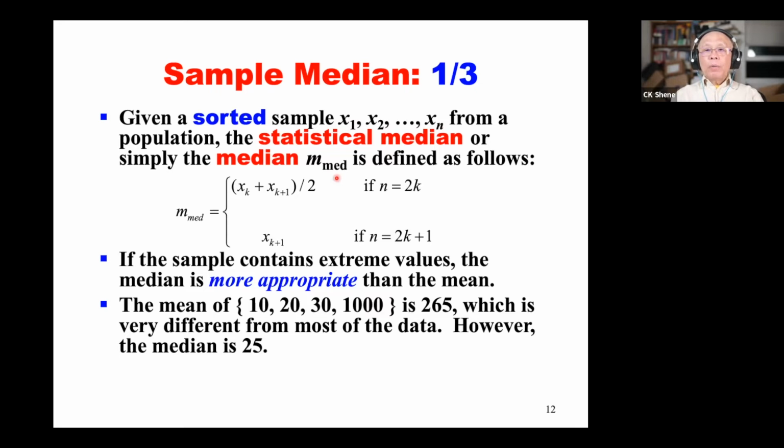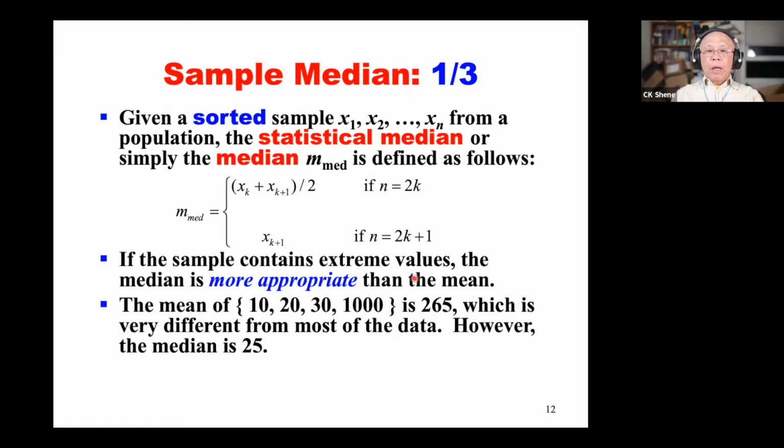If the number of data points in your sample is even, then we compute the average of the two middle ones. If the sample size n is odd, then we are able to find the middle one. To the left of the middle one, we have the same number of data points as to the right. So if the sample contains extreme values, the median is more appropriate than the mean. And this is why the US Census value for income uses median rather than average.